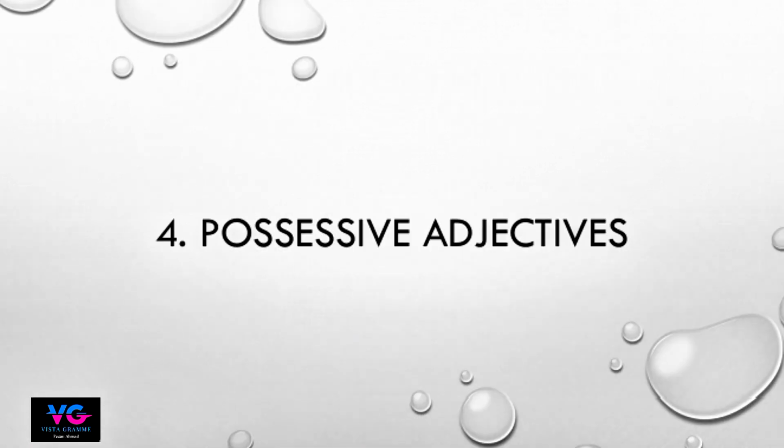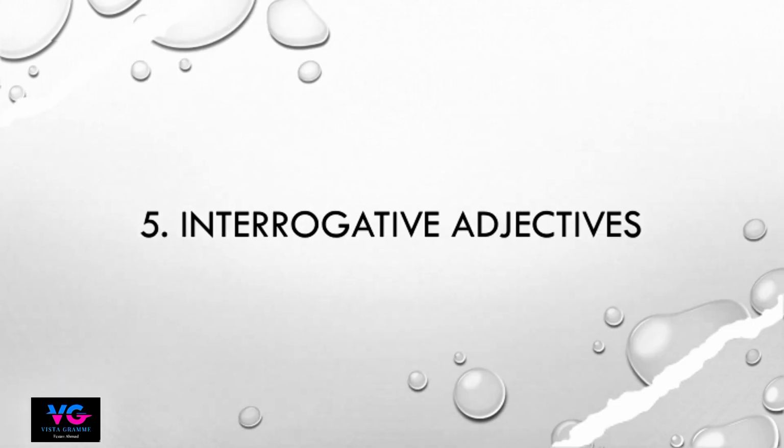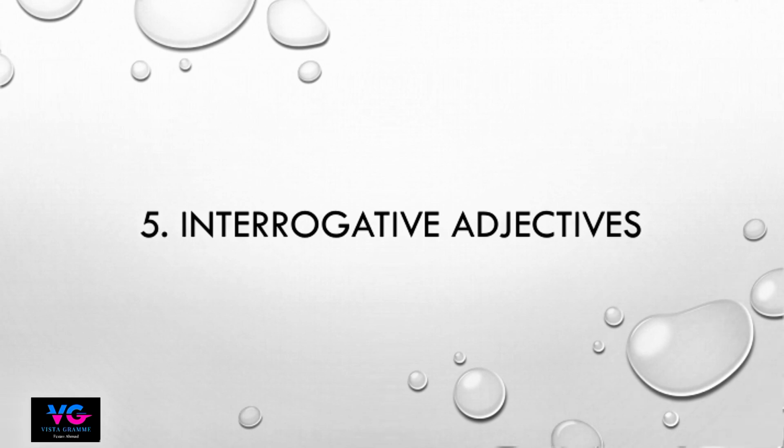Possessive adjectives. They show ownership or possession. My, your, his, her, its, our, their. Examples. This is my bag. Her dress is beautiful. His brother is a doctor. Their house is large.